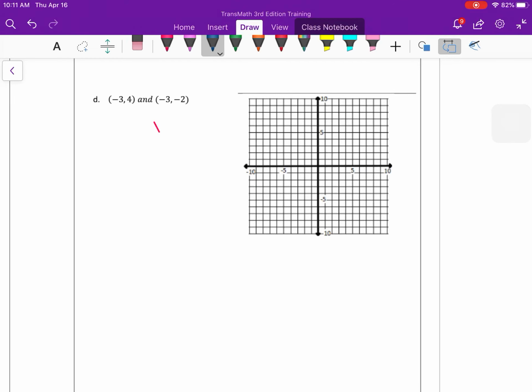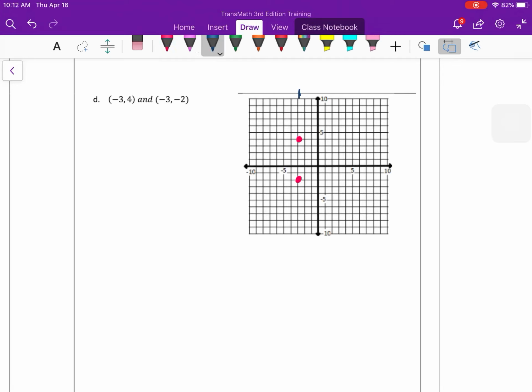All right, -3, 4. So -3, 4, you're going to go to the left 3, and then, Mia, Mommy's making a video here. You're bumping me. -3, and then up 4. And then -3, down 2.